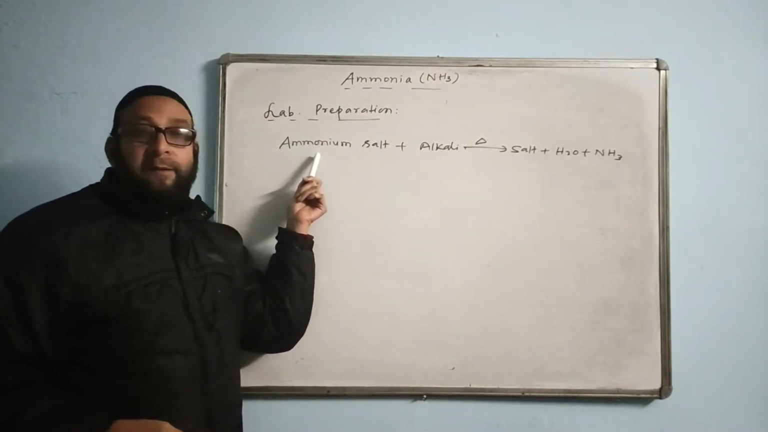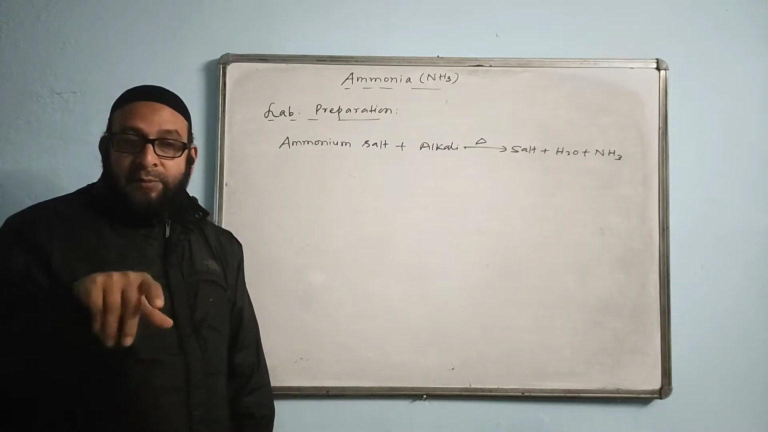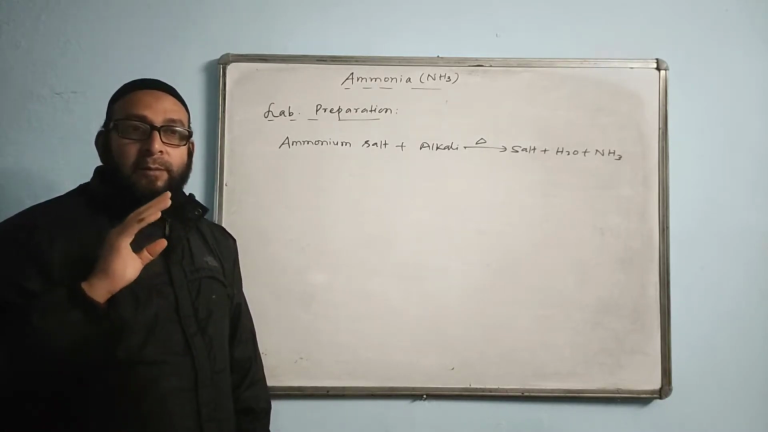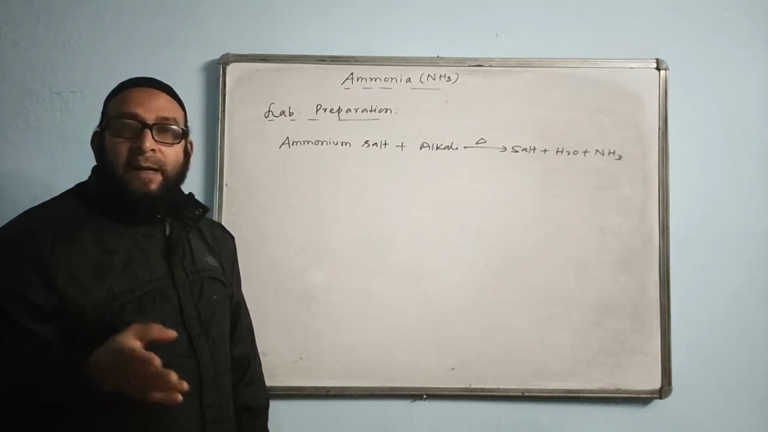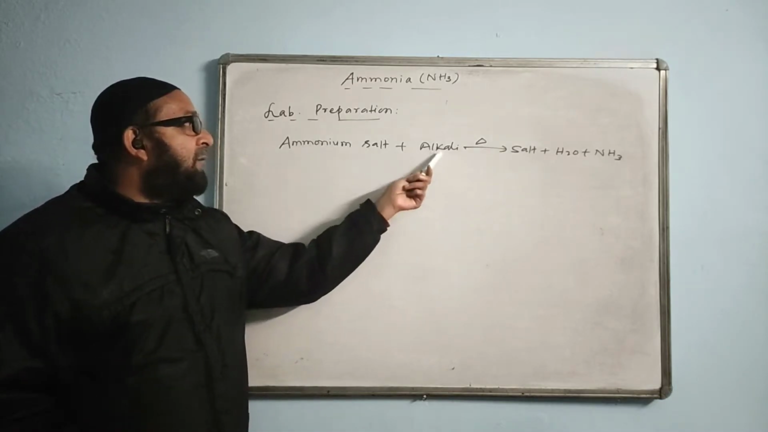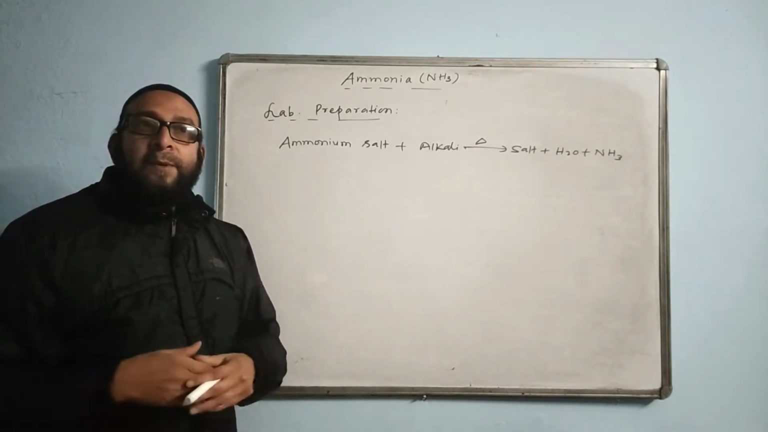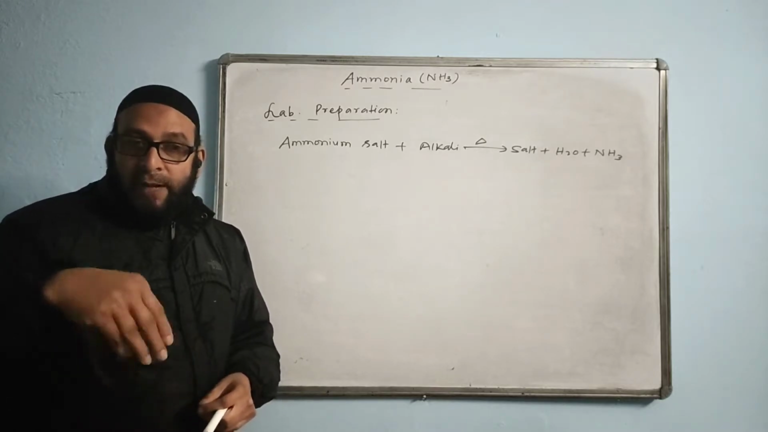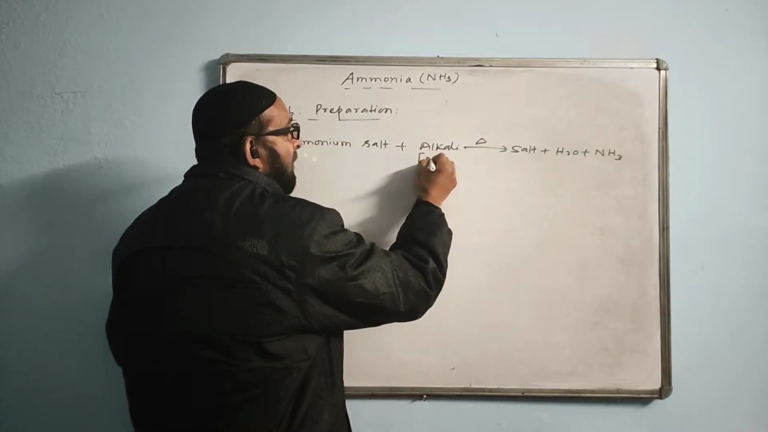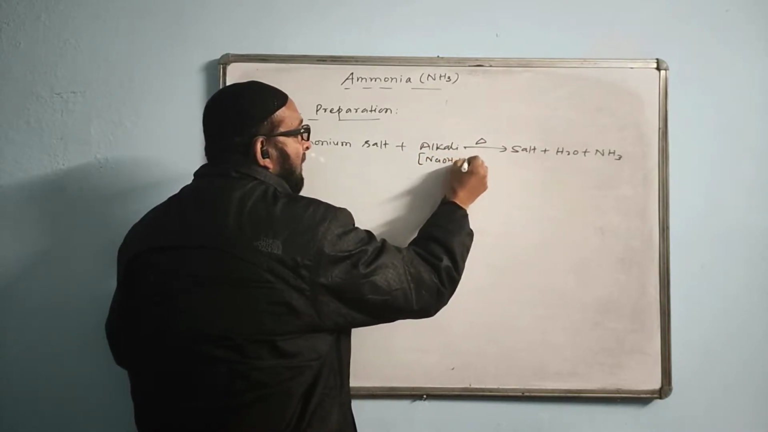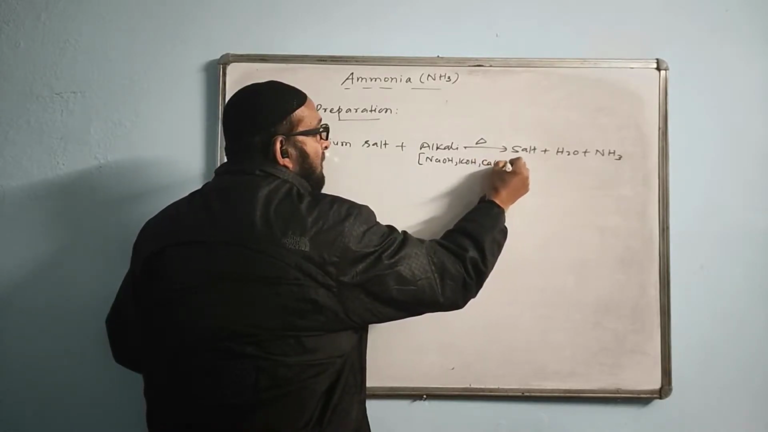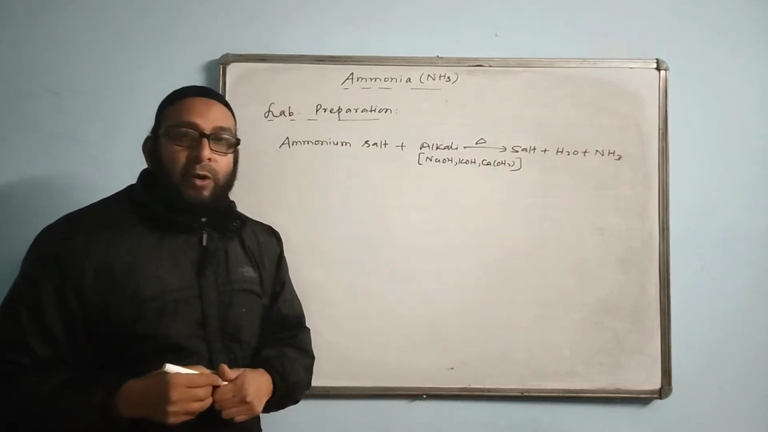That means we can take anything with ammonium, that is NH4. Then we can take NH4Cl, ammonium sulfate, ammonium carbonate, ammonium sulfide, ammonium bicarbonate, ammonium phosphate. Anything with ammonium we can take here, and we have to take an alkali. What are the examples of alkali? Like hydroxides. Soluble hydroxides are called alkali. So I will just give the example of alkali: NaOH, KOH, and Ca(OH)2. These are alkalis. They are soluble in water.